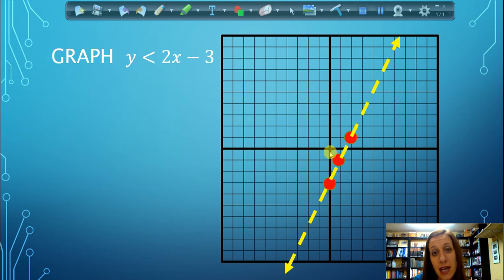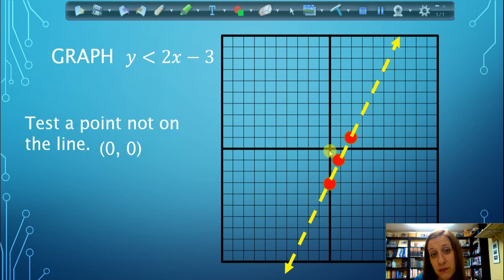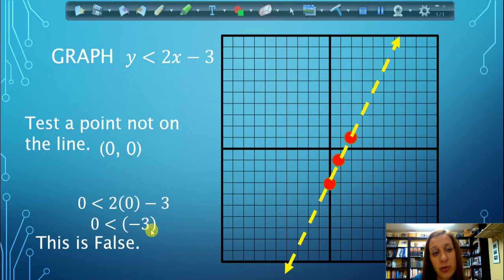This time, when I test a point that's not on my line, again, we can test the origin, 0, 0. We should know that it doesn't work because it worked for greater than, so it shouldn't work for less than. But we'll test it anyways. So I plug it in, and I evaluate, and I get 0 is less than -3. That is not true, so this is false. So that means this point is not a solution for our graph, and so none of the points on this side would be a solution.